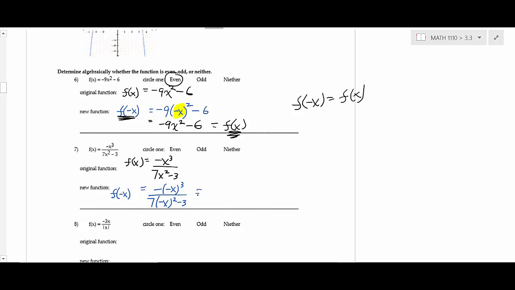Okay, and this kind of stuff you're familiar with, what is this part going to be? Negative x to the third. What happens if you multiply a negative number 3 times? Still negative. So you're going to have a negative x to the third. So that's going to go to x to the third, right? Okay, everybody with me there? That's a negative, because it's the third power, times a negative is a positive. So you're going to end up having positive x to the third, and then the denominator, what's it going to be? 7x squared minus 3, okay?